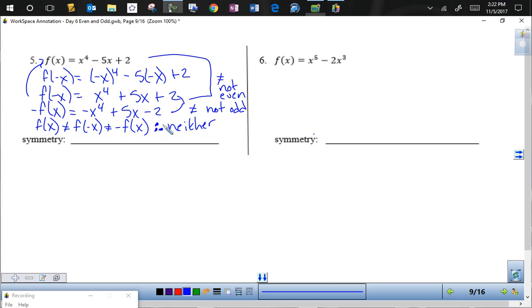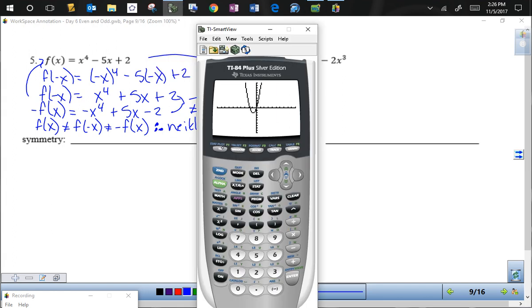Again, remember the neither may or may not have symmetry. We've got to look at the graph. This is x to the fourth minus 5x plus 2. Let's go take a look at that in our calculator here. So x to the fourth minus 5x, get out of the exponent there, and then plus 2.